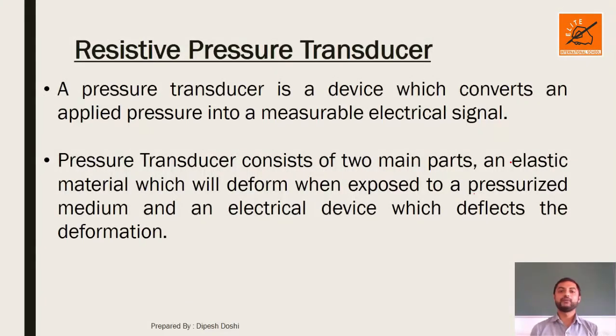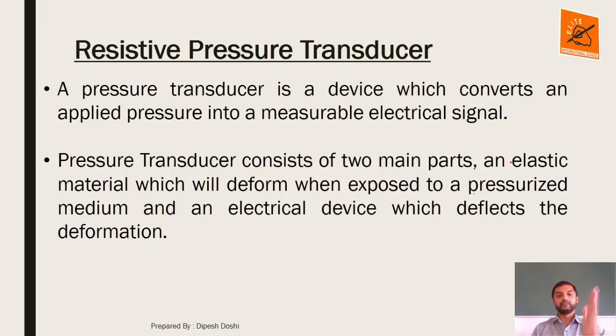Topic is resistive pressure transducer. A transducer which converts an applied pressure into a measurable electrical signal, whatever pressure you apply converted into an electrical signal, that type of transducer is called a pressure transducer. Pressure transducers have mainly two parts. First is the elastic material, and that is the one which deforms when you apply the pressure.